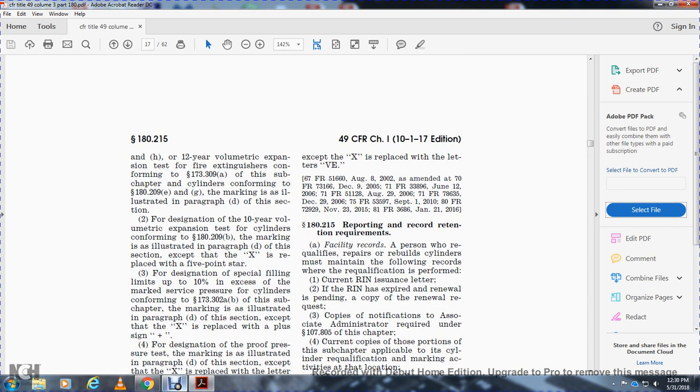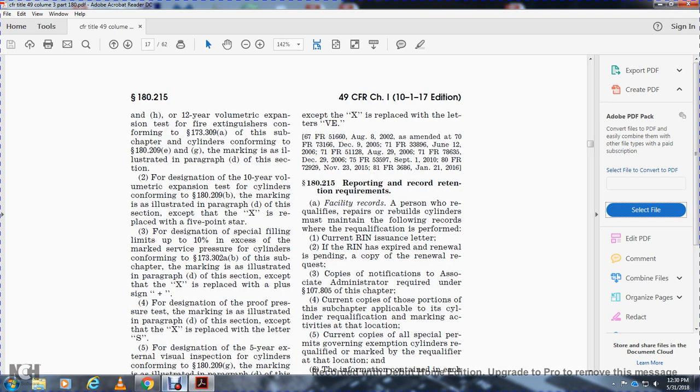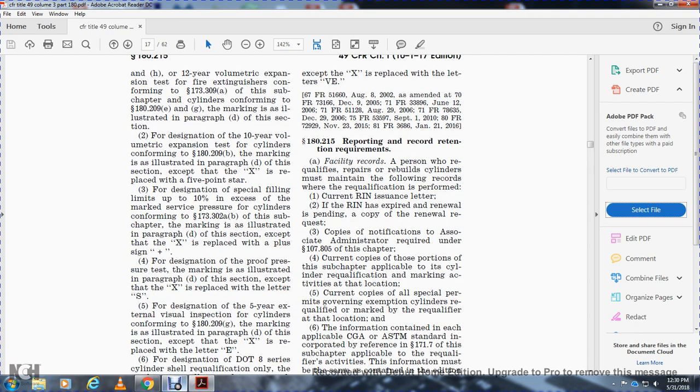Statute 180.215, reporting, recording, and retention requirements. Facility records. A person who qualifies, repairs, or rebuilds cylinders must maintain the following records with the requalification performed: the RIN issuance letter, the current RIN, or if expired with the renewal pending, a copy of the renewal request, a copy of the notification from the associate administrator required in statute 107.805, and a current copy of the portion of the subchapter applicable to the cylinder requalification marking activities at that location.